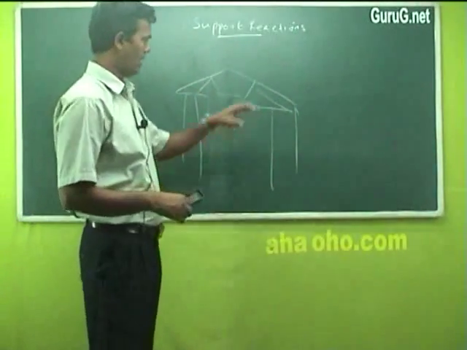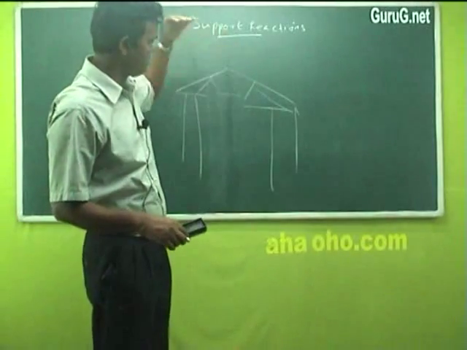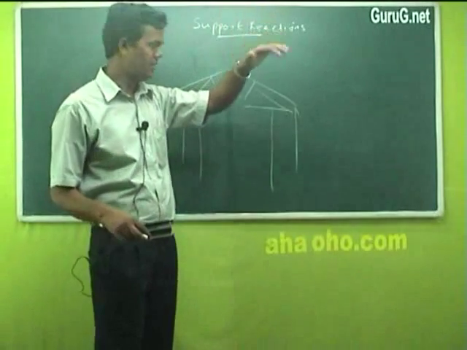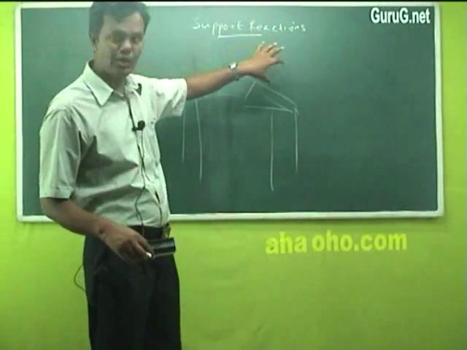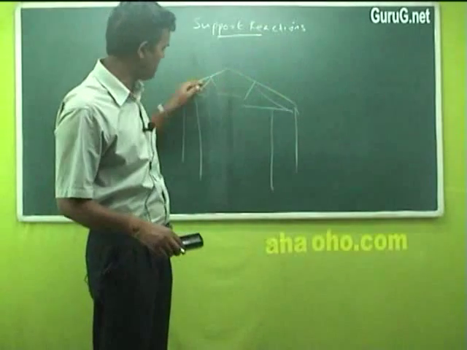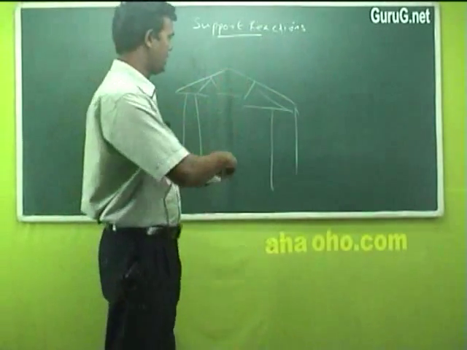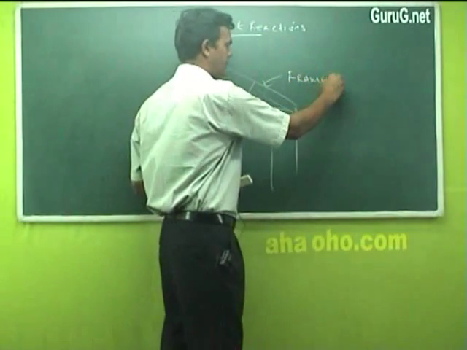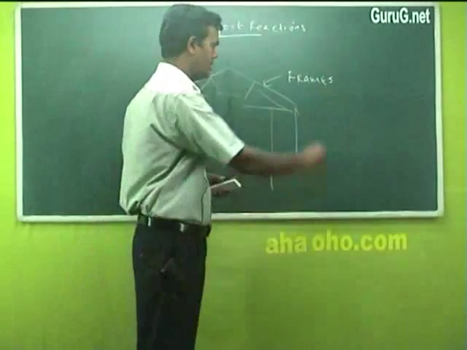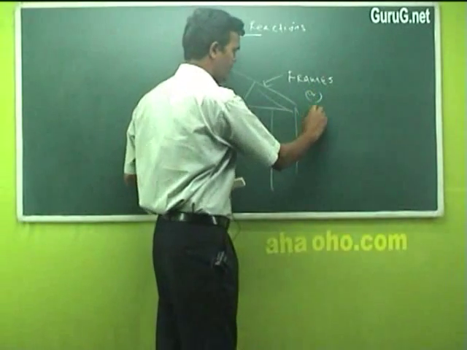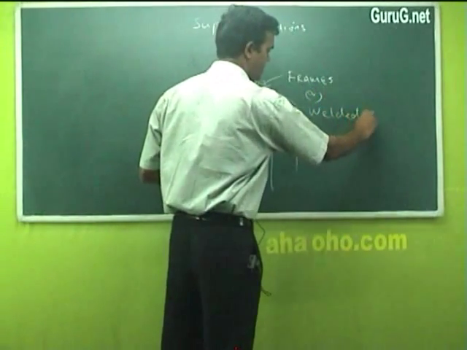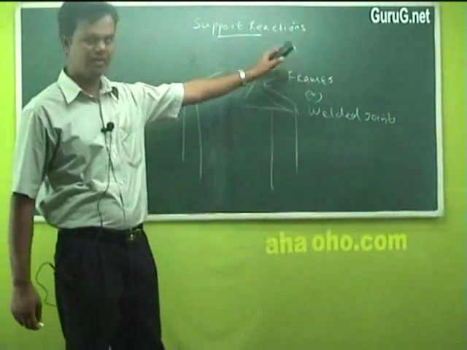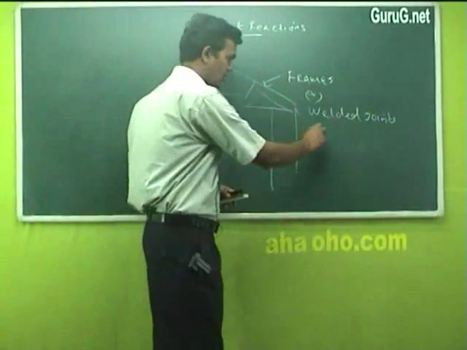I am talking about any building which is just made up of a sheet. The roof is made up of a sheet or asbestos, like that. For that, to take the load of that particular body, you will have some kind of supports. Those are actually called frames, or welded joints. Either it can be a welded joint or it can be frames, and technically this is called a truss.